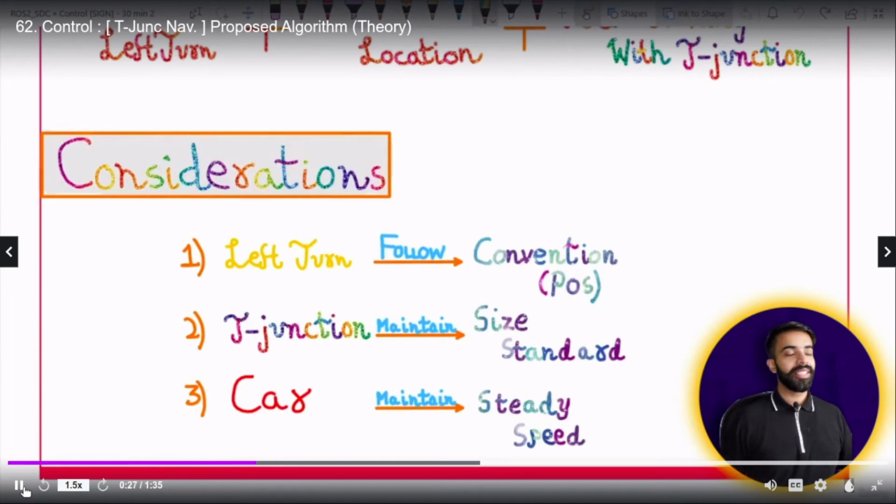Number 1, the relationship between the left turn and the T-junction and its location will be following a specific convention, 1-to-1, and placed just before the T-junction. Number 2, the T-junction size will be the same for easier rule-based navigation. Number 3, the car speed will be locked at a specific value for calculated turning.